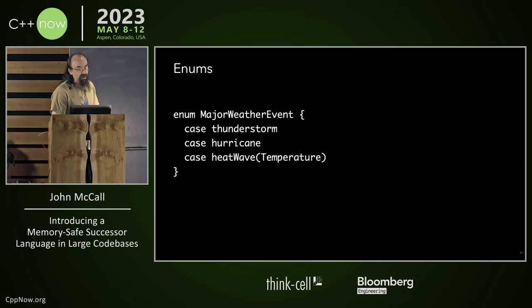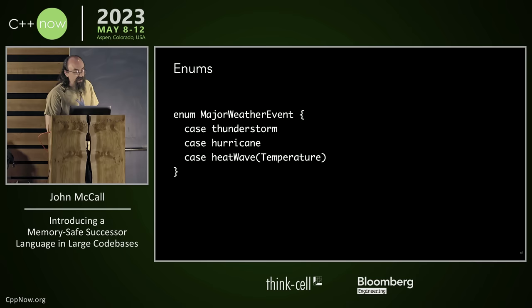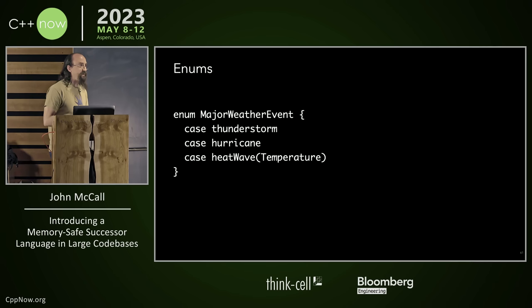We can also add payloads to cases, making the enum into an algebraic data type. So this is a sum type. One of these cases can store a temperature value. So we also get a kind of type-safe union. And having that built into the language makes it a lot easier to maintain strong invariants in your code, again supporting correctness overall.